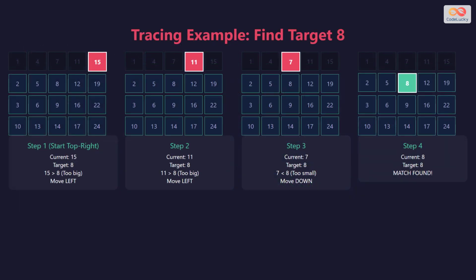Let's trace this with an example where we search for the number 8. We start at 15. 15 is greater than 8, so we move left to 11. 11 is also greater than 8, so we move left again to 7. Now, 7 is less than 8. Since it is smaller, we move down. The next number is 8. We found our match. Notice how we traced a path efficiently without checking every cell.